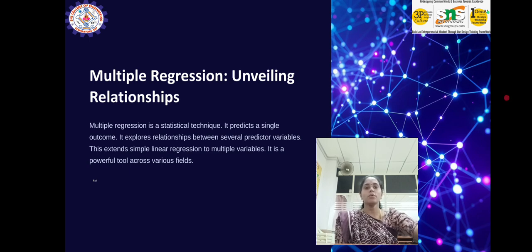Engineering. Today, we're going to see about predictive analytics. Let's move on to the subtopic, that is multiple regression. Multiple regression is a cornerstone statistical method in data analysis that helps us understand how multiple independent variables collectively influence a single dependent variable.